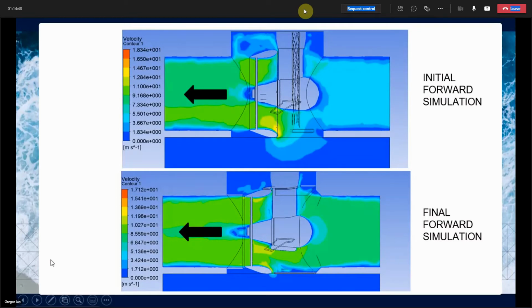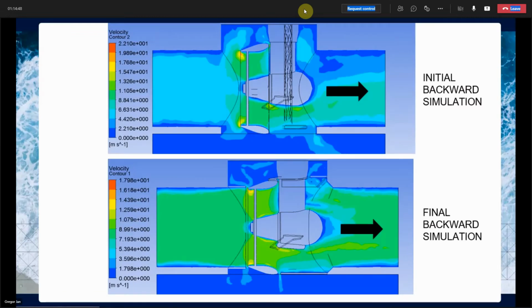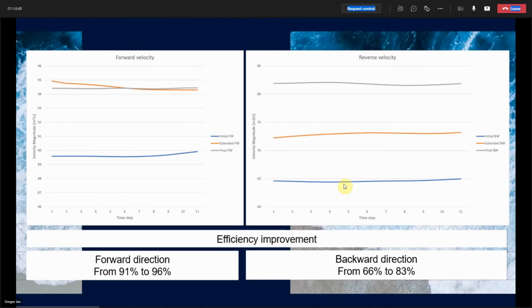So here you can see the initial forward simulation and the final forward simulation. And this was a backward simulation, and it was really bad in the initial phase. You can see there is a circulation in the upper part, also quite a lot of turbulent flow in the tunnel to the upper part. And the final result was really good, with even a chamfer there.